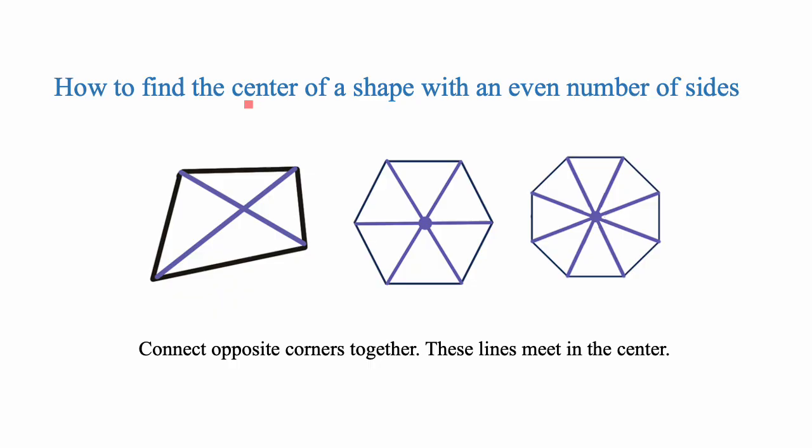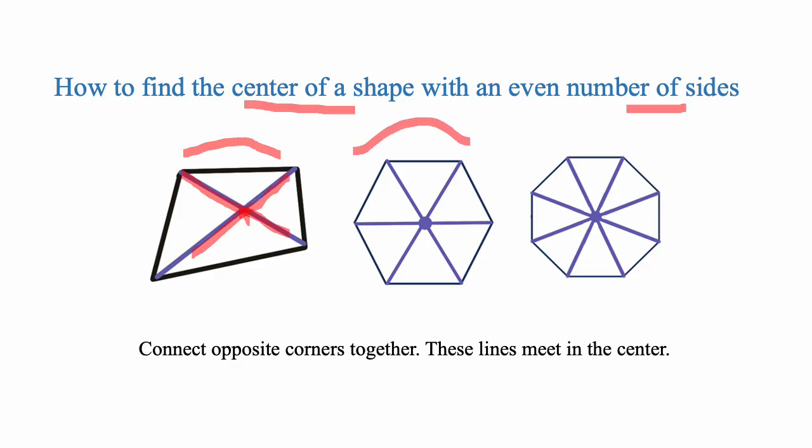So here's a simple problem, finding the center of a shape with an even number of sides. And these are all polygons with straight sides. So this is a four-sided figure. You draw the diagonals and the center is in the middle where they intersect.